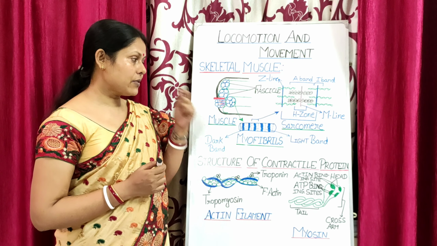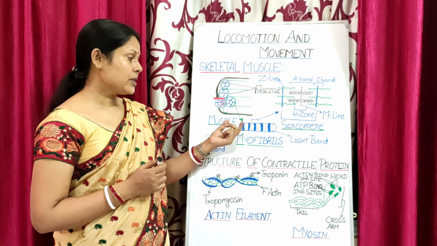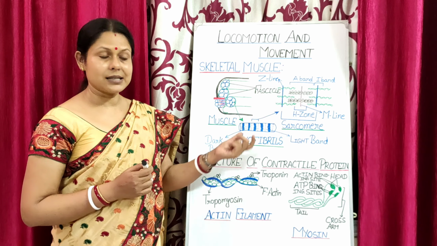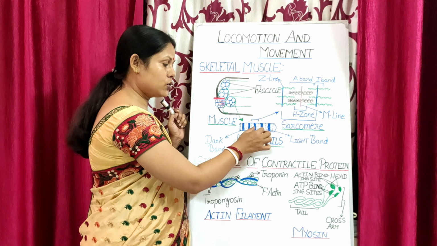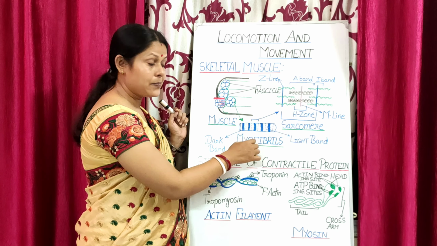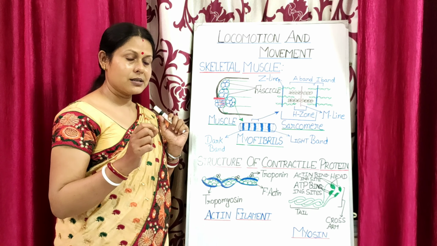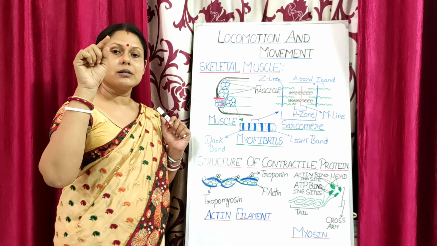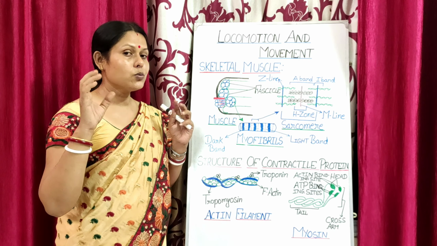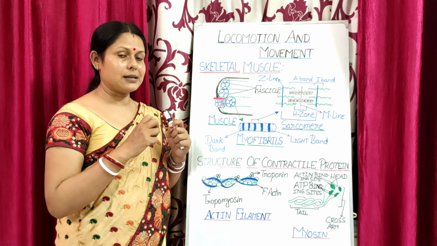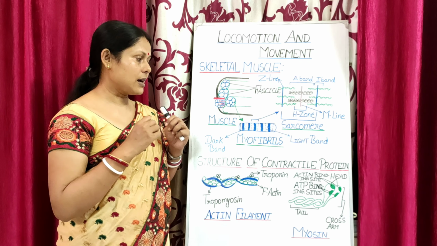So, as I was talking about, these myofibrils have alternate light and dark bands. If we see it more closely, then in between the two dark bands there is a light band, and in between the light bands there is a longitudinal flexible fiber to which the proteins are held, that is, the actin proteins are held.